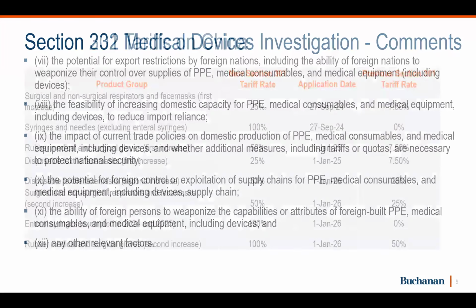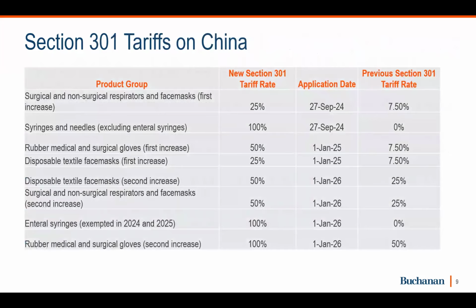All right, so where do we see this going in terms of 6 months from now when the investigation is completed for the Section 232 on medical devices? Well, one area we can look at is what has happened in the past. And the most recent example would be the Section 301 tariffs on China, where last year there was a change to the tariff rate. So I have up here a chart.